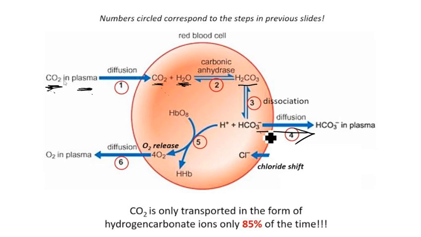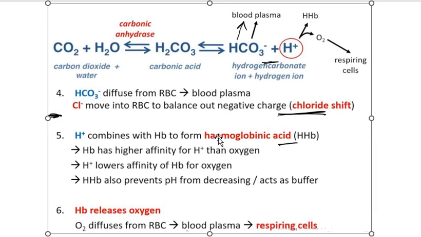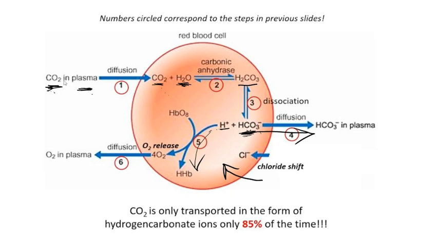Now in the course of doing that, there's going to be an imbalance in the charges, thereby creating a chloride shift. That is whereby chloride ions will be added to balance up the charges that this hydrogen carbonate ion left. Then once that happens, the hydrogen ion will bind with hemoglobin to form hemoglobinic acid.